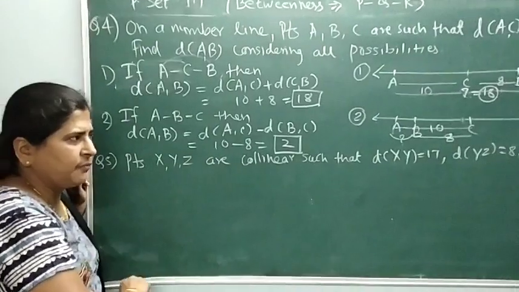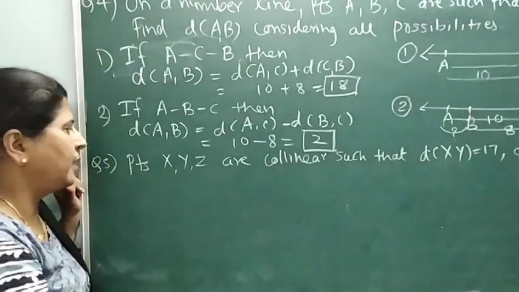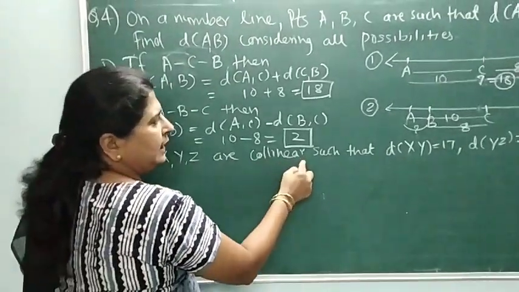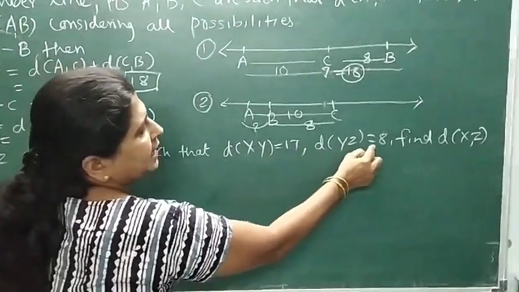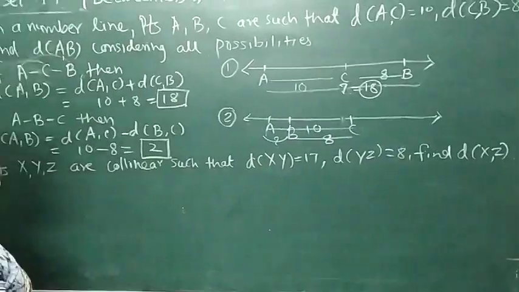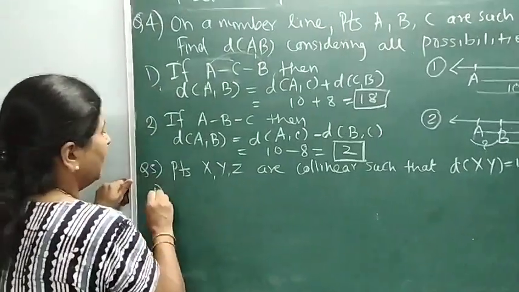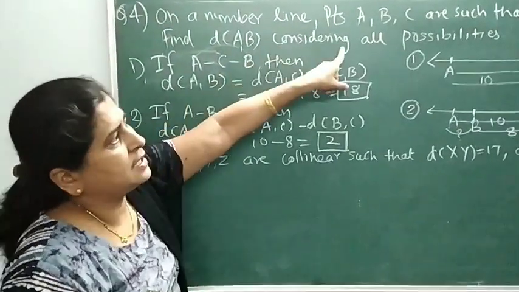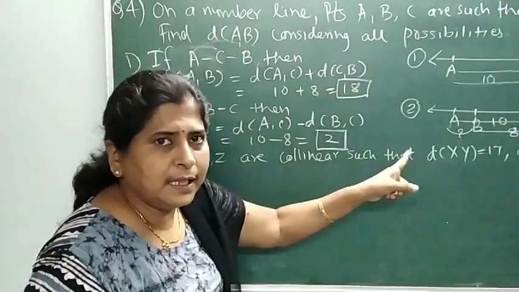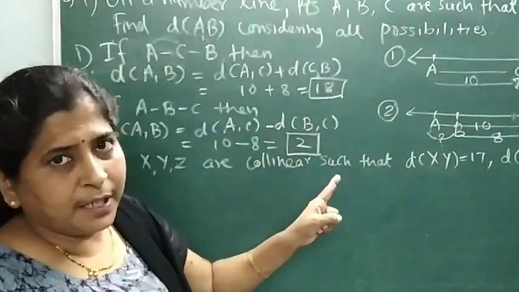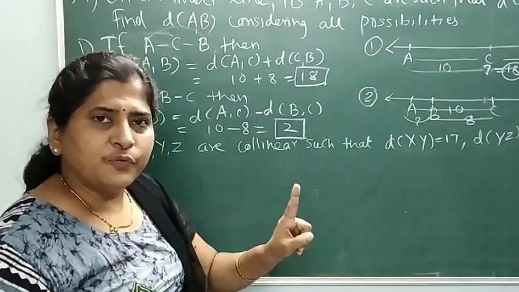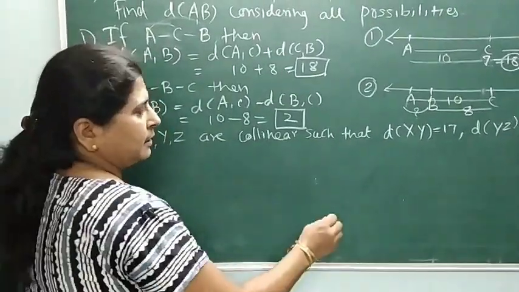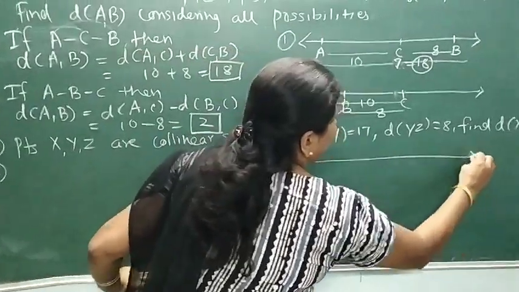Now similar question, one more question we have, question number 5. If x, y, z are collinear such that xy is 17, yz is 8, then we need to find xz. Now let's see, here though it is not mentioned considering all possibilities, still we have to consider all possibilities because we have not been given a definite betweenness. So we need to see these possibilities. Let's draw the rough figure.